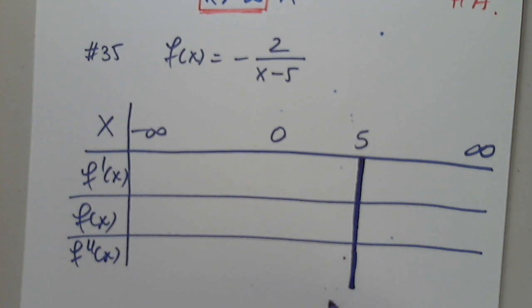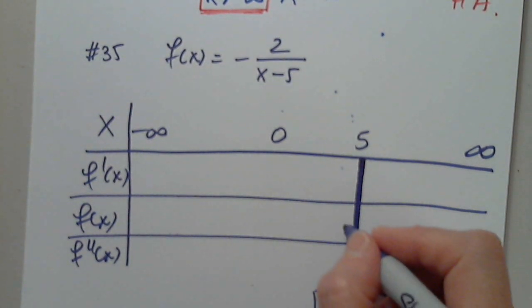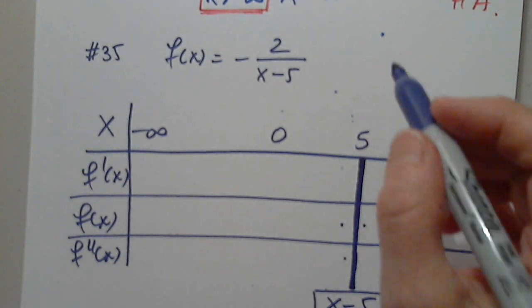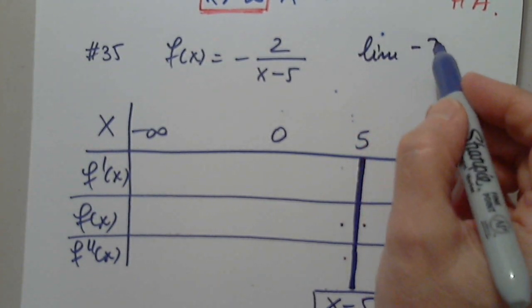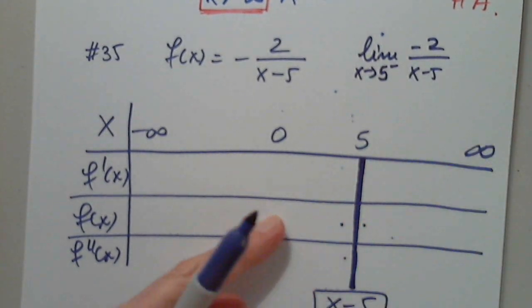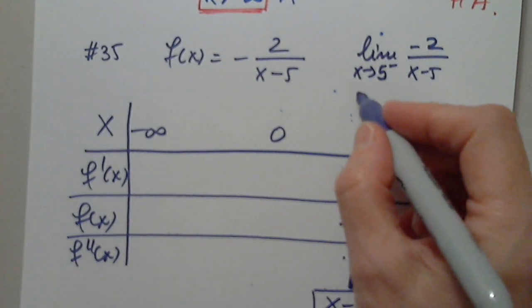No, which means x equals 5 is a vertical asymptote. I cannot simplify it, which means x equals 5 is a vertical asymptote. I have to find the limits left and right immediately. So the limit of negative 2 over x minus 5 when x approaches 5 from the left, and when x approaches 5 from the right.